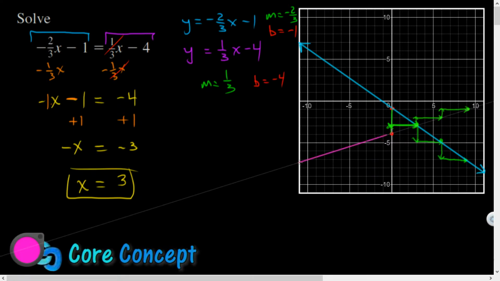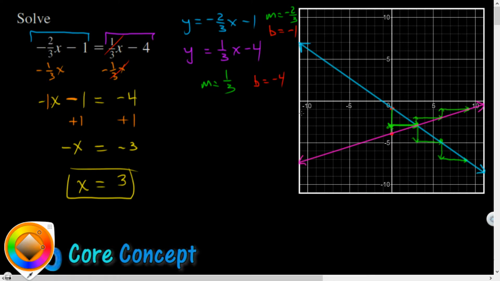All right, and then I draw this line. And you guys probably already could have answered it before I drew it. Where do these lines intersect? Right here, right? And what are the coordinates of that point?